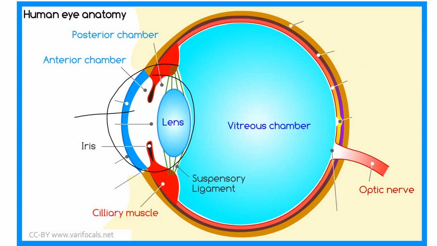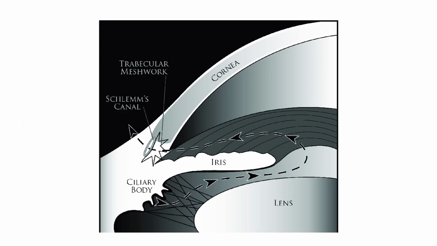The anterior and posterior chambers are both filled with aqueous humor, which is a clear, watery fluid. It's produced by the ciliary body, a ring of tissue that sits behind the iris and helps bring nutrients to the eye tissues and maintains intraocular pressure.